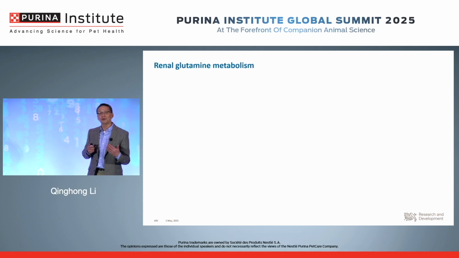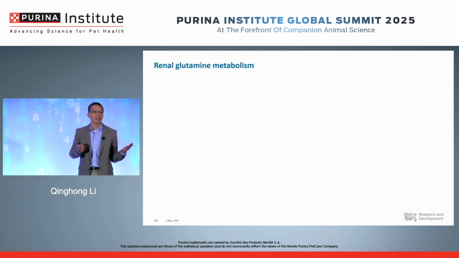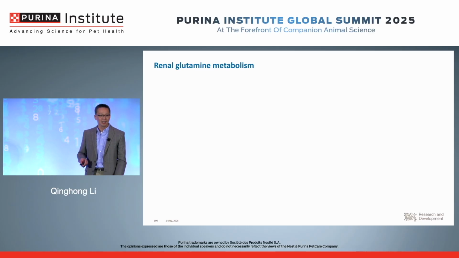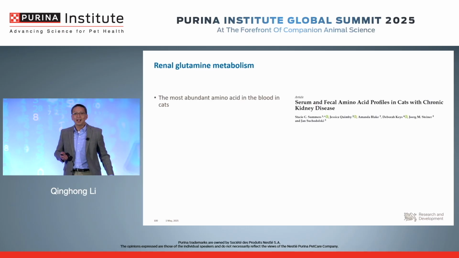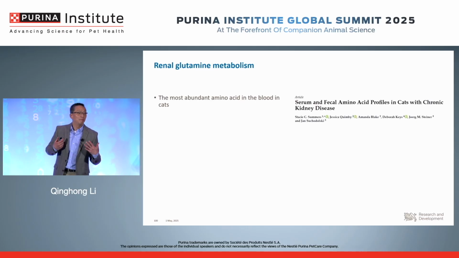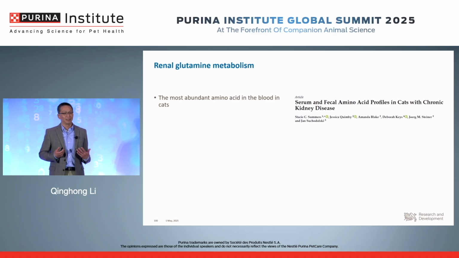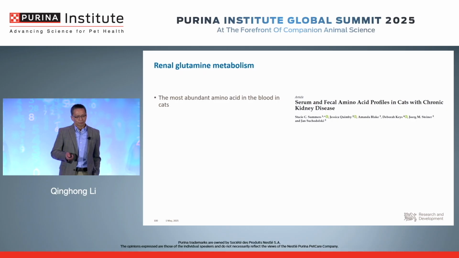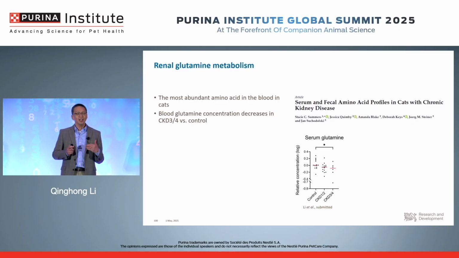So why glutamine? Glutamine is a non-essential amino acid, and that means the cat can make glutamine themselves, not just from the diet. But nevertheless, glutamine is the most abundant amino acid in the blood in cats, and the same is true in humans. And our study found that the glutamine concentration decreased in the CKD group compared to the control.